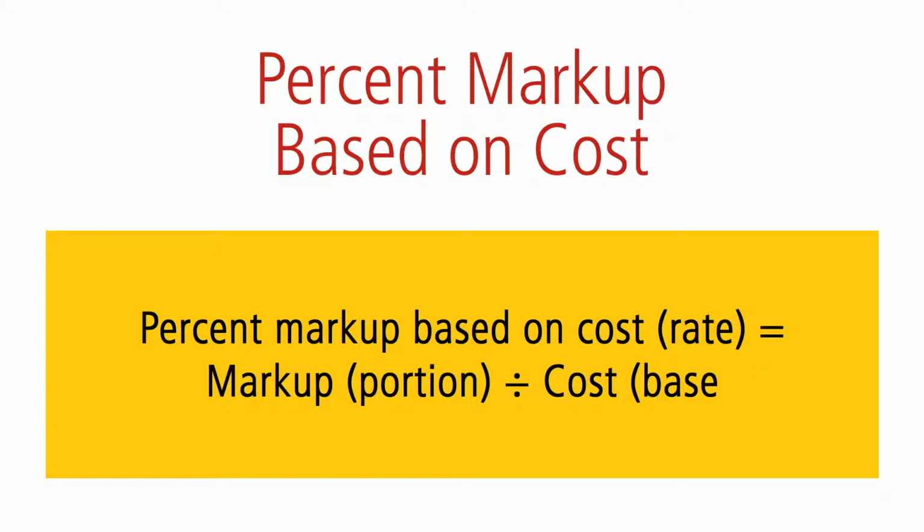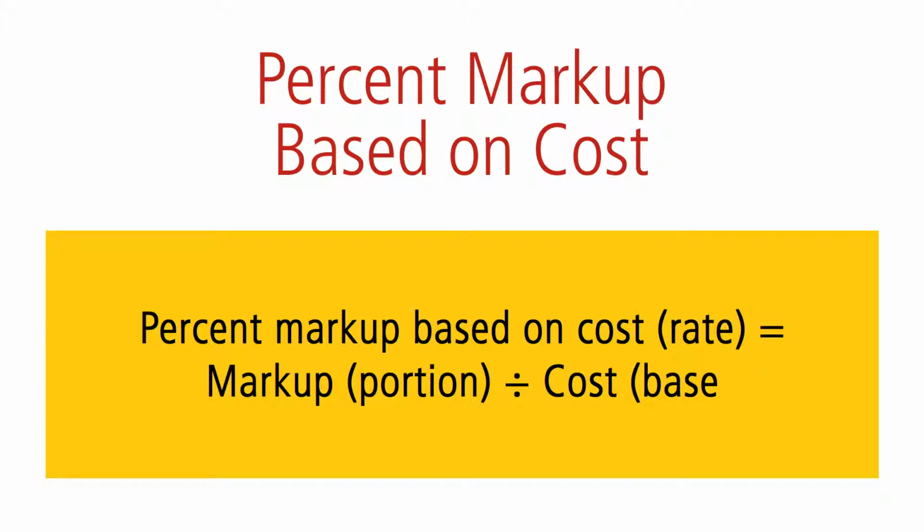When we calculate markup as a percent, we're actually solving a rate problem using the formula rate equals portion divided by base. When the markup is based on cost, the percent markup is the rate. The dollar amount of the markup is the portion, and the cost, representing 100%, is the base. The answer will describe what percent the markup is of the cost. Therefore, it's called percent markup based on cost.